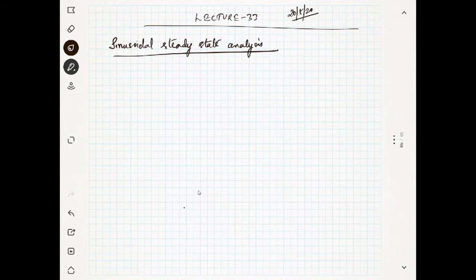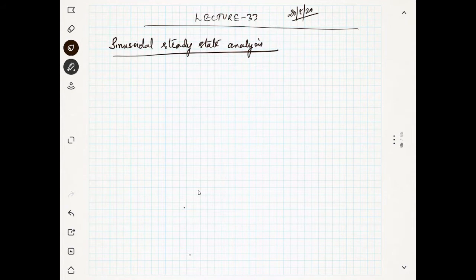You are already familiar with KVL, KCL, and all the circuit laws, so you can use those concepts here also. I will just do one example, and that is enough. Other things you can refer to, inshallah. It's because of our time limitation, which is the main constraint.